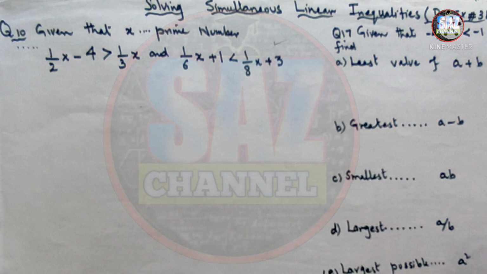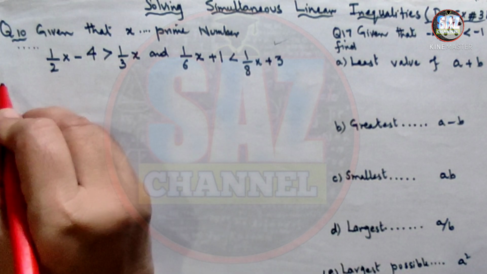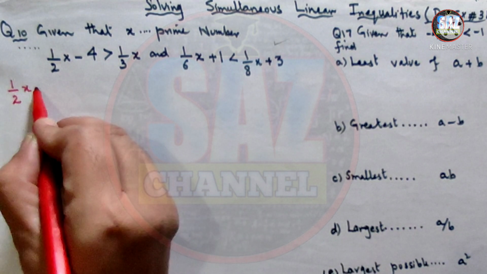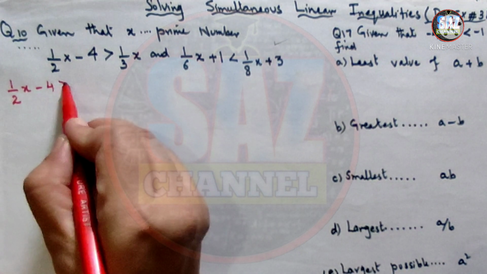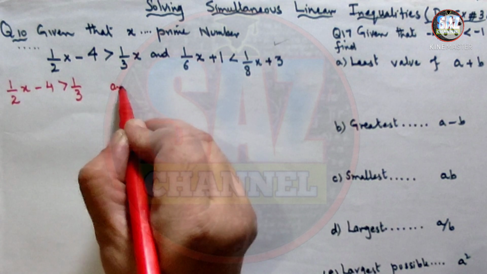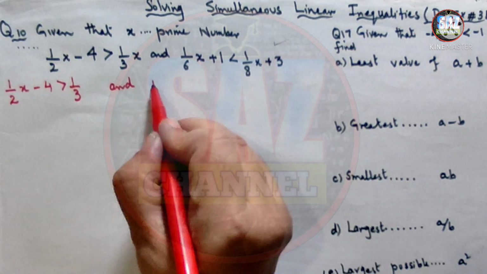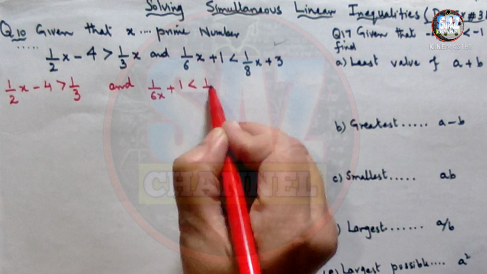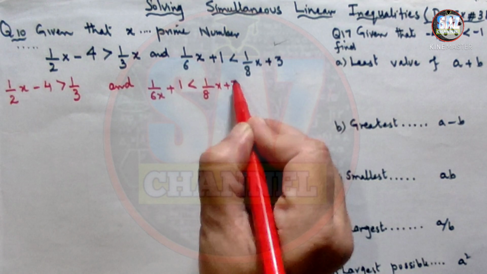So in order to get the prime number, first of all we have to find the solution of these two inequalities and we have to solve them simultaneously. So let's begin the solution. The question is 1/2 x minus 4 is greater than 1/3 x, and we have to take both parts of the question together simultaneously. 1/6 x plus 1 is less than 1/8 x plus 3.